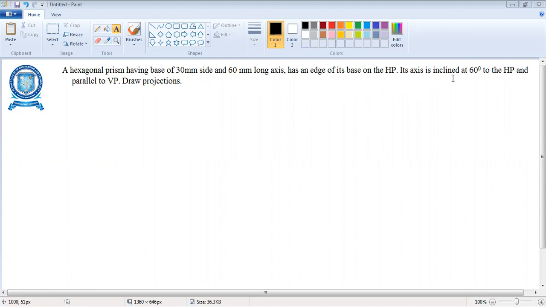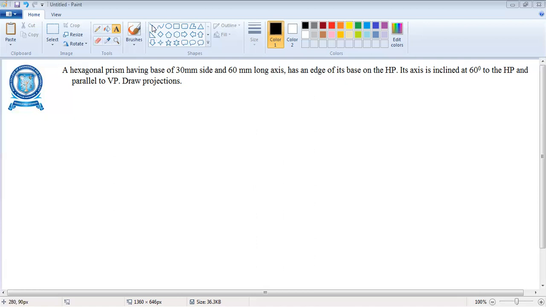Its axis is inclined 60° to HP and parallel to VP. The axis is inclined to HP at 60°. Draw its projections.